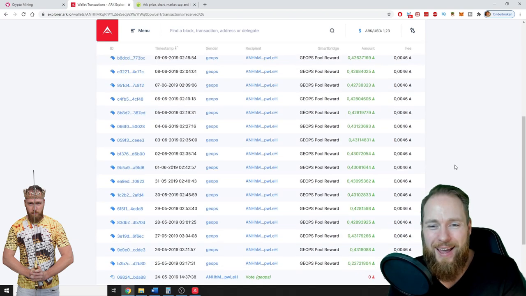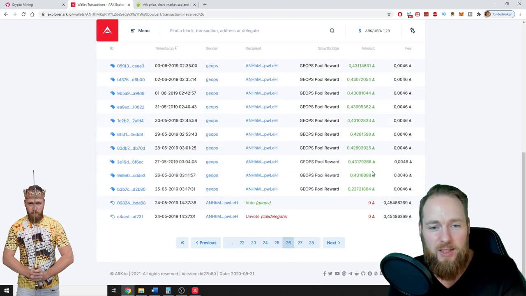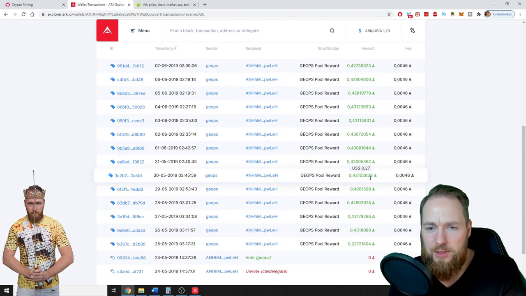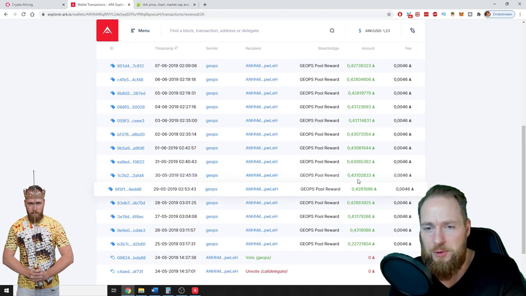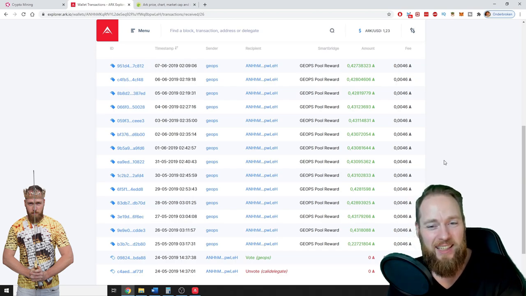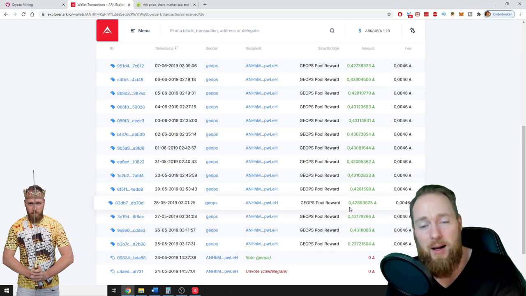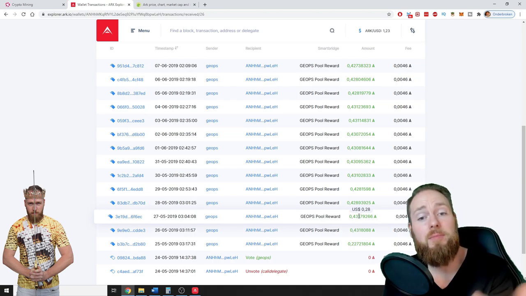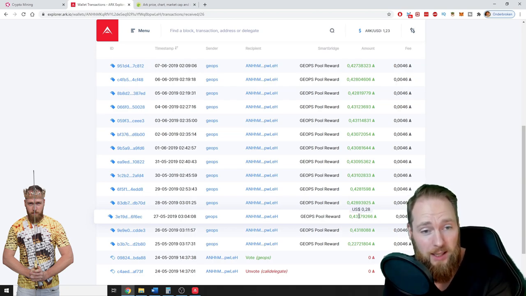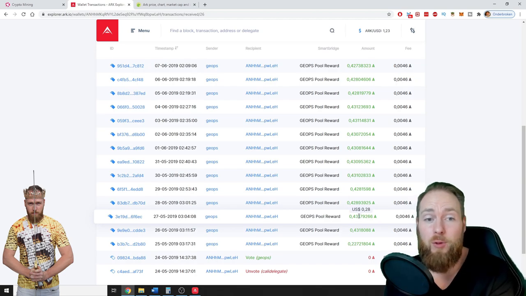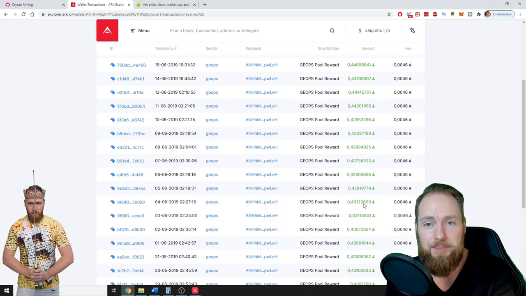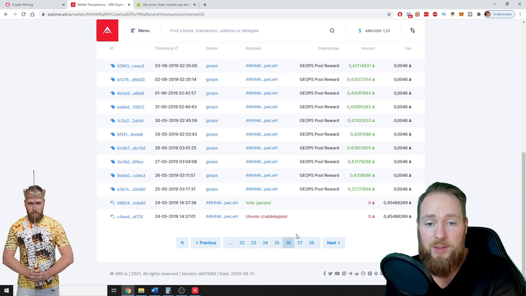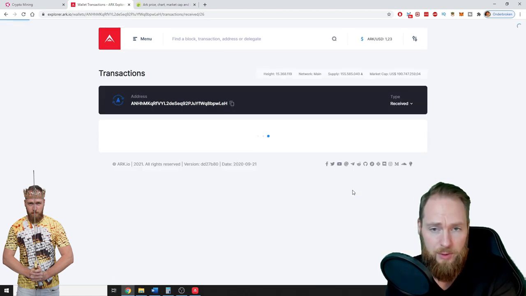So as you can see here, first I had 0.42, 0.43 ARK, but it's compounding. Every day, half an ARK. And then you will also receive staking rewards on that as well. So after one year, after two years, you can see that it doubled. It doubled since then. So not even two years.